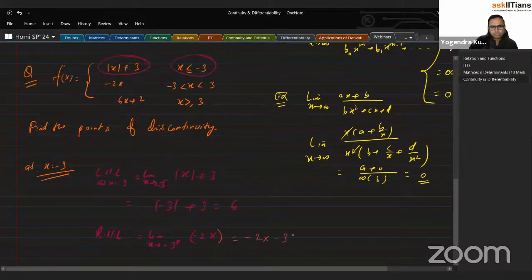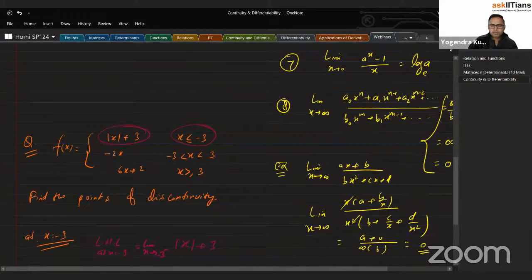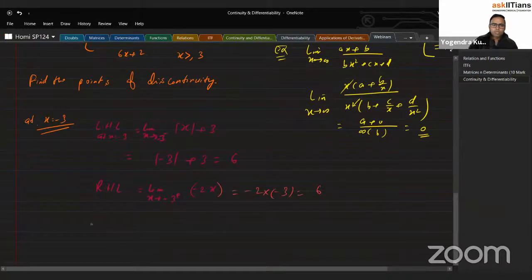So -2 into -3. What are we getting? 6 now, right? Tell me. And what is the function value? Guys, change the question, everyone. If you noted the question already, now I'm changing the question. -2x it is. Small change you do. Now we will do the question, okay? Everyone is getting that?